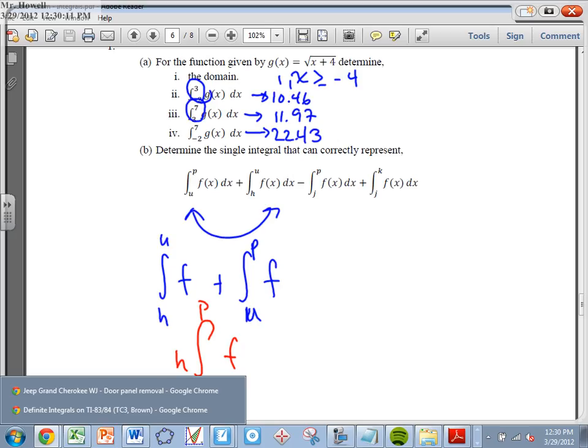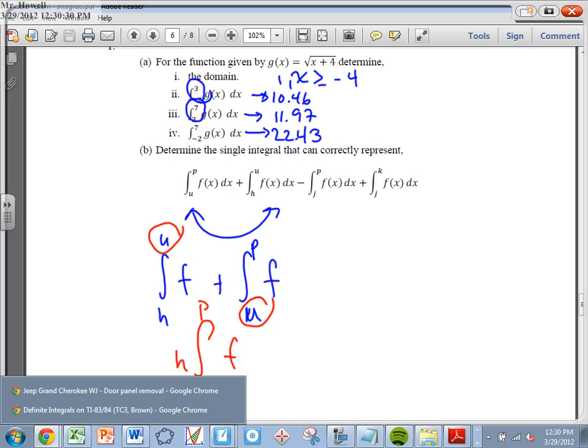You want to say j to p, then j to k. So j to p and then j to k. But I can't go from j to p then j to k. I've got to have these two being the same, don't I? Yes. Just like here, I had to switch these so that the u matched up. That's the only way this works.